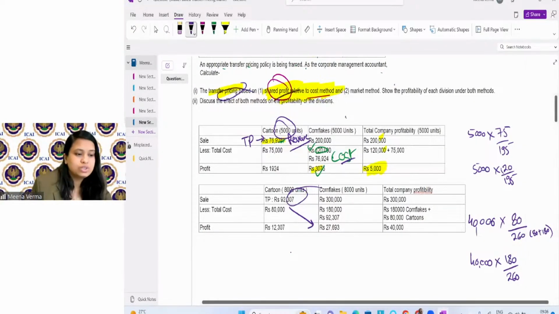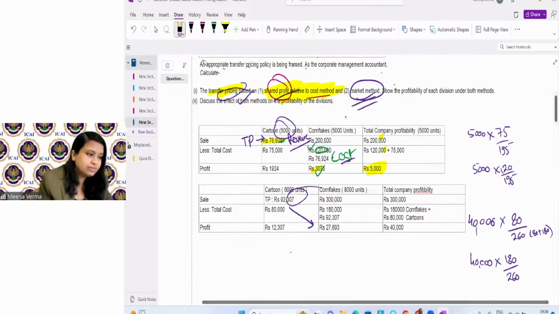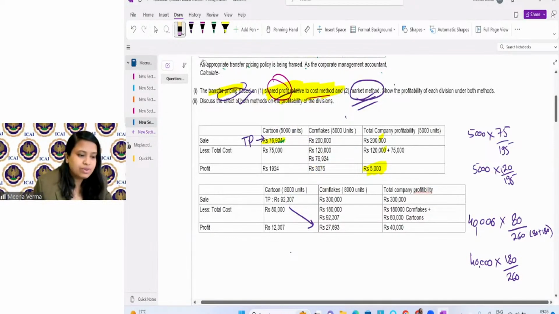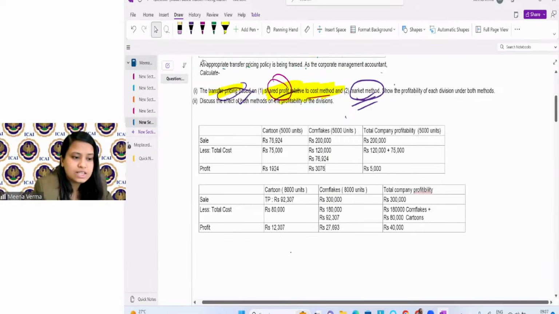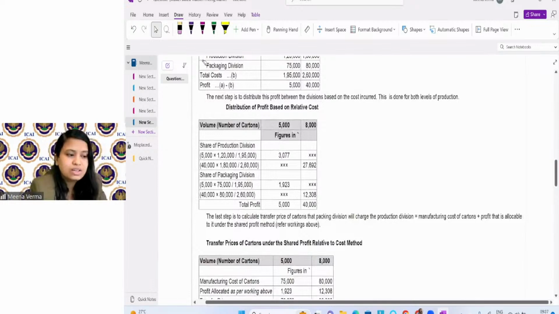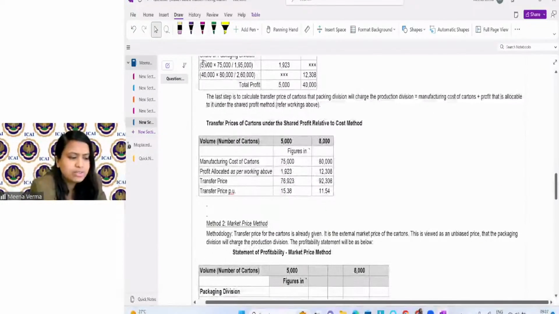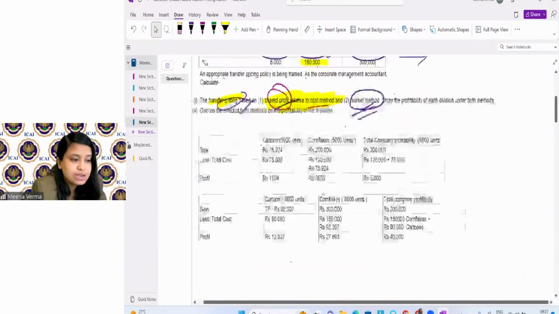Now let's do the second part. Second part is what? Find the transfer price on the basis of the market method. So we are doing the next portion of it. You can see it is so simple. The explanation looks quite difficult to understand, but actually it's very simple. You can see how easy we can find it.